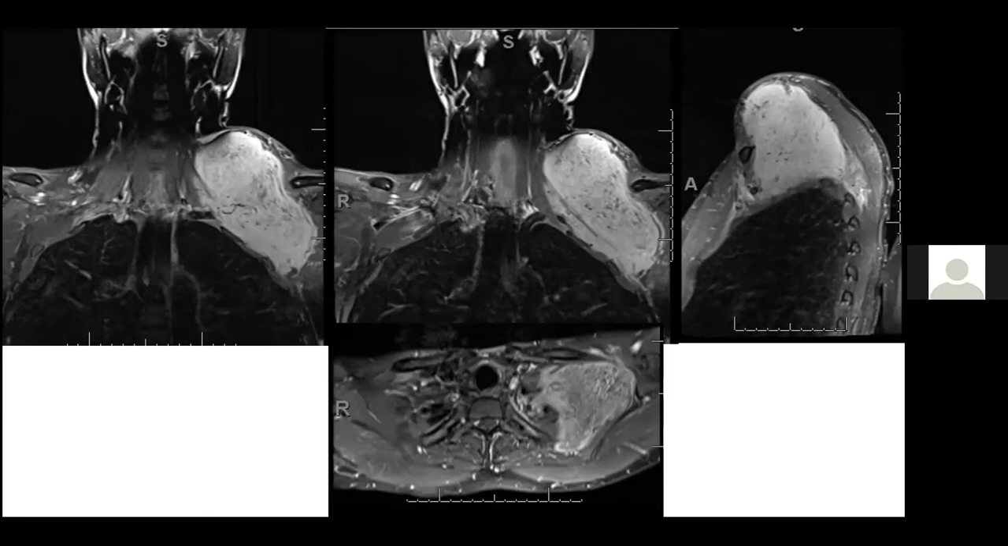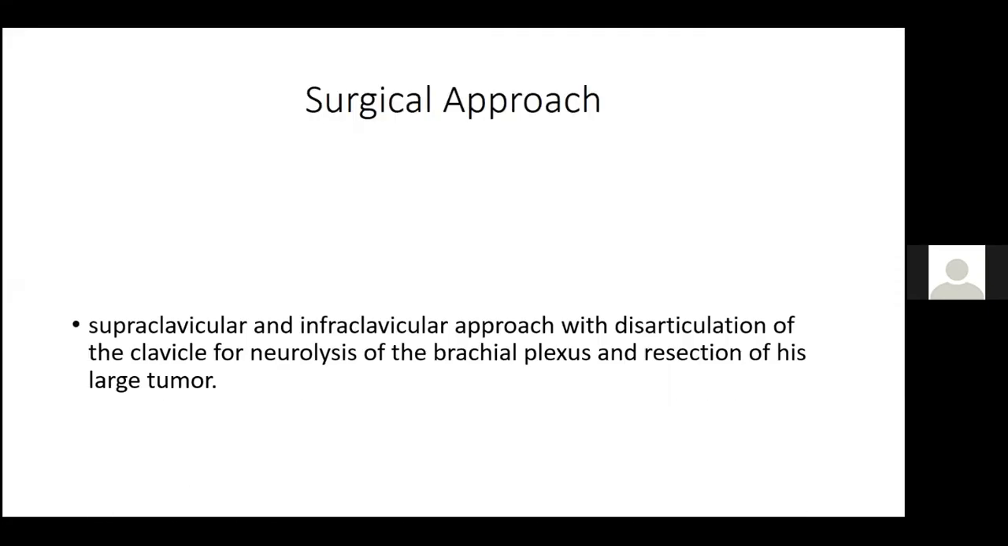He had a biopsy at an outside hospital just to see what it is, which I think is reasonable to know what you're dealing with before you have a definitive treatment. And then he had this resected. It was a multidisciplinary surgery: supraclavicular, infraclavicular exploration, decompression of the brachial plexus, and resection of the tumor.